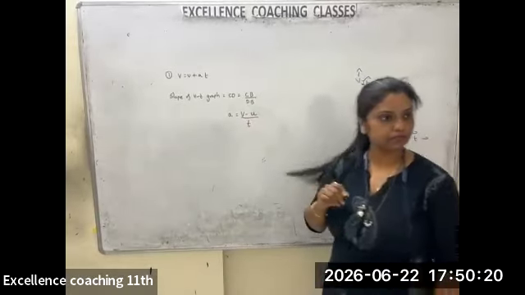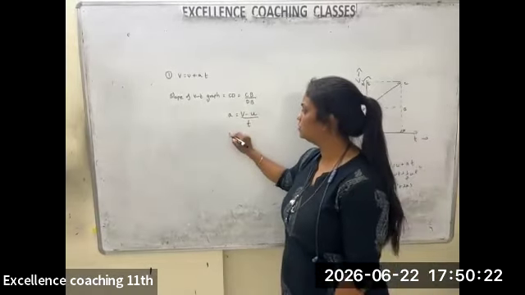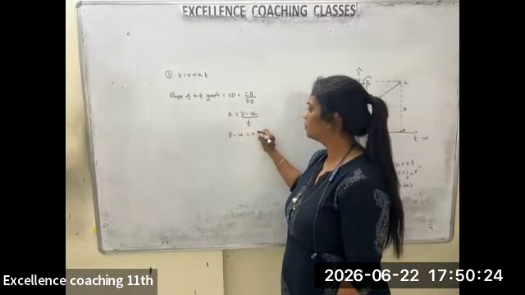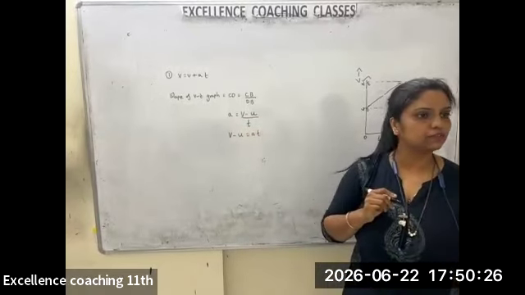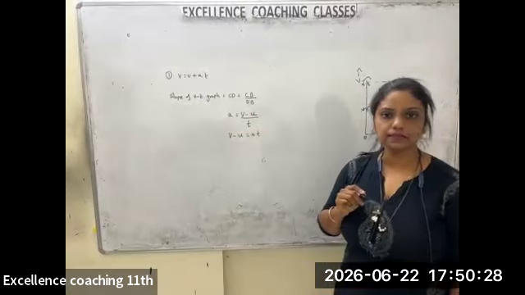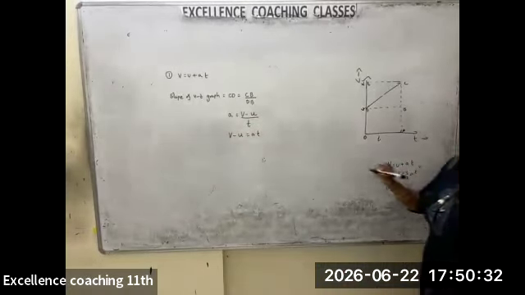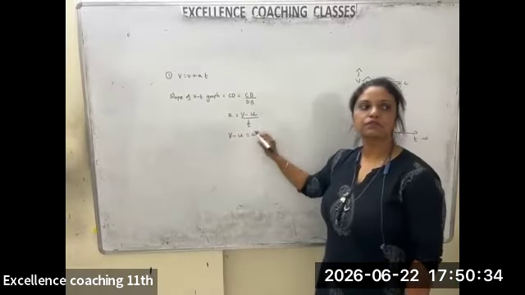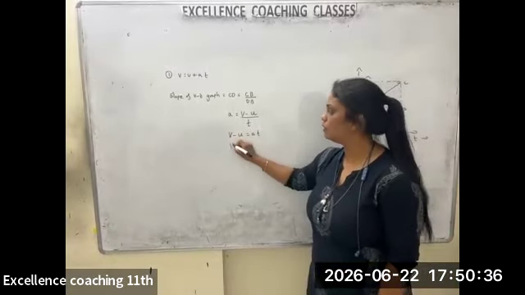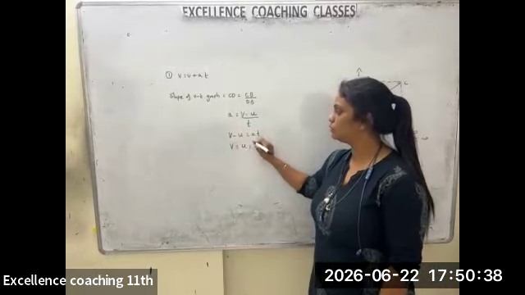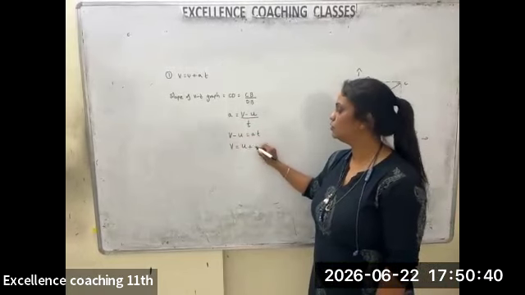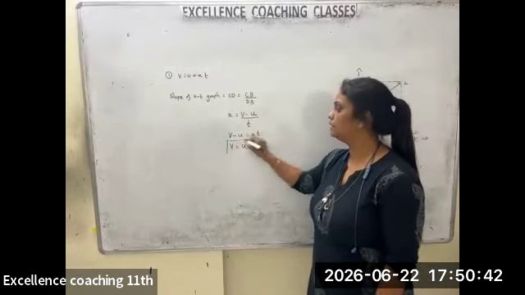I'll take t on the other side. So what will I get? V minus U is equal to at. Yes. Now which form did I want? V is equal to U plus at. So what I have to do is take minus U to the other side. What you will get? V is equal to U, since minus U taken on the other side will be plus U. Have you got it?